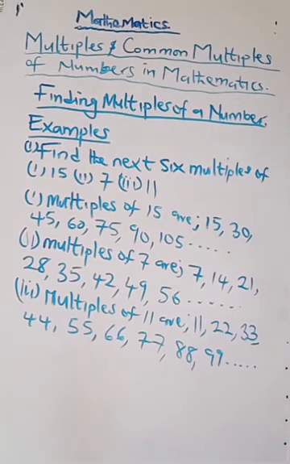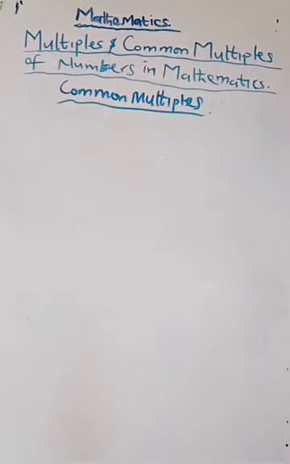Don't forget the difference between multiples and factors. Factors are numbers that you use to divide, while multiples are numbers you divide. For example, 2 can divide 4, so 2 is a factor of 4. And 4 is a multiple of 2, because 4 is a number that 2 can divide. Please understand that concept. Let us look at common multiples.